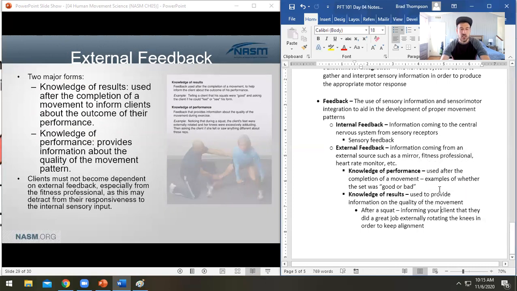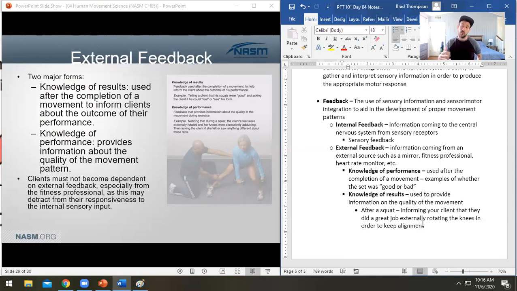They're really similar. But knowledge of performance is used after the movement is over to say, hey, great job, or hey, that was a little bit of a struggle there, right? Telling your client it was good or bad is an example of performance. It's like, hey, you performed well. And then there's knowledge of results, which is information about the quality of the movement. So if after they were done squatting you told your client, hey, you did a really great job, that's knowledge of performance. And the reason you did a great job is because you were externally rotating your knees and engaging your glute more, and I could see that, right?